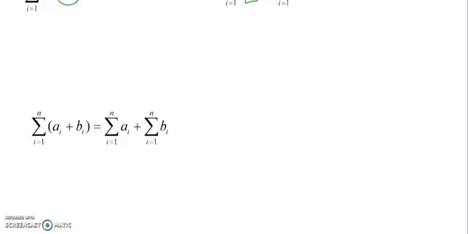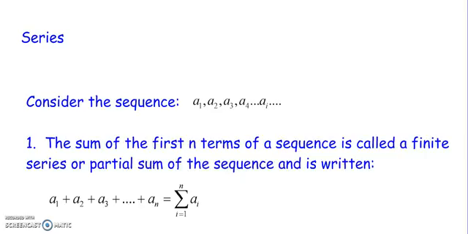And here, the summation of a sum is really just the sum of the individual summations. A summation of a sum is the same as the sum of the summations. So this is a summation, and this is a summation, and you're adding them together. Those are two equivalent ways to simplify if it helps you moving forward.